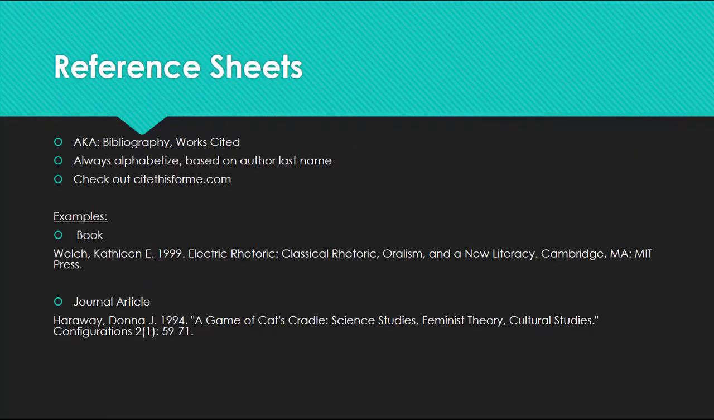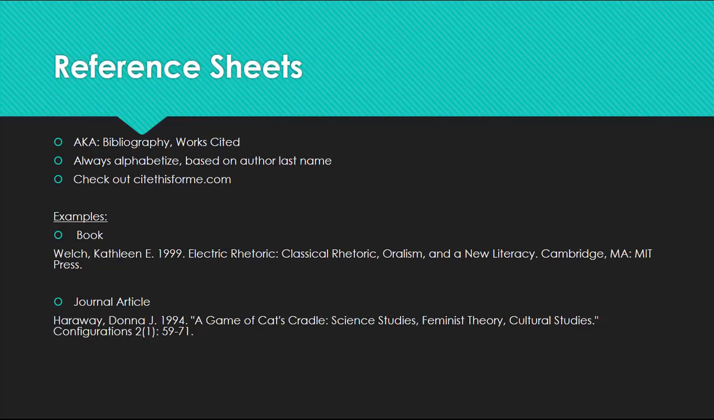Let's talk about the reference sheet. Again, different styles have different formats. A reference sheet is also known as a bibliography or a works cited. There are differences between those two things, but they are often used as synonyms. If you have questions about what your professor means specifically, ask them. Always alphabetize your reference sheet, and it should be alphabetized based on the last name of the primary author. So Welch, Kathleen would probably appear at the bottom of the list. Harawathe, Donna would appear where the H's go, right?